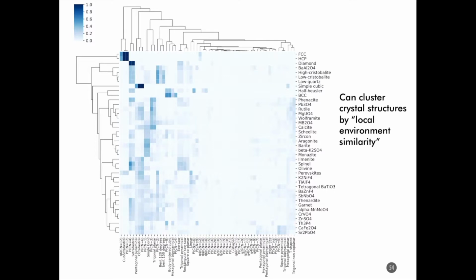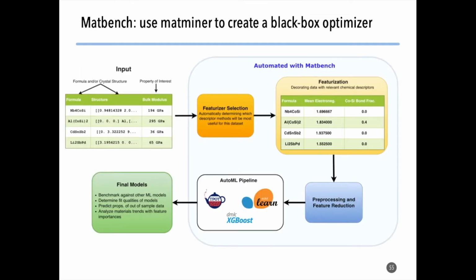The last thing I want to mention with MapMiner is that we're developing a tool called MapBench. And this is basically a black box machine learning system where you can upload any data set of materials. You can say, you know, I've done some experiments and I have some formulas and I have some bulk modulus values. And I just want a machine learning model that relates these two things together. What we will do is we will actually automatically build a machine learning model. So we'll do all that featurization. We'll select which features are working the best for your data.